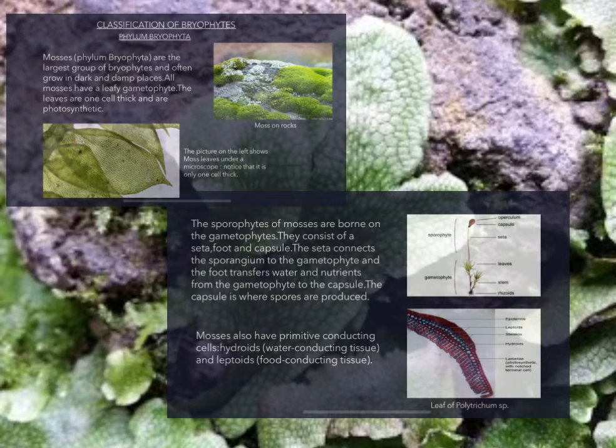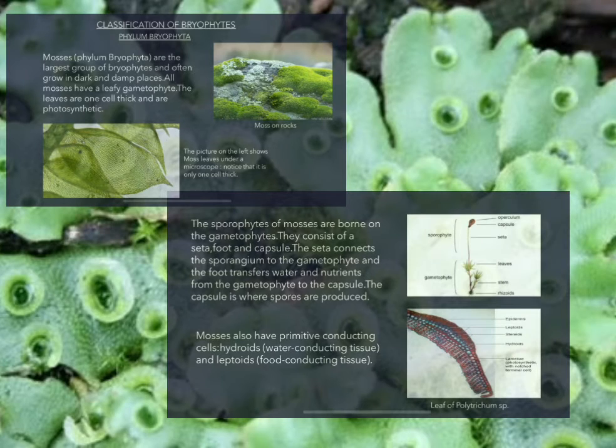As for phylum Bryophyta, mosses are the largest group of bryophytes and often grow in dark and damp places. All mosses have a leafy gametophyte. The leaves are one cell thick and are photosynthetic. The sporophyte of mosses is branched. They consist of a seta, foot, and capsule.